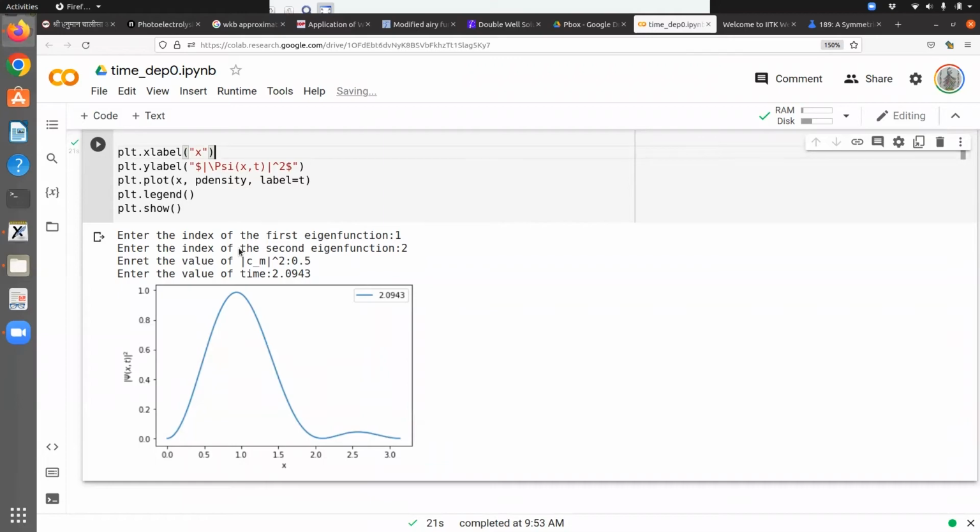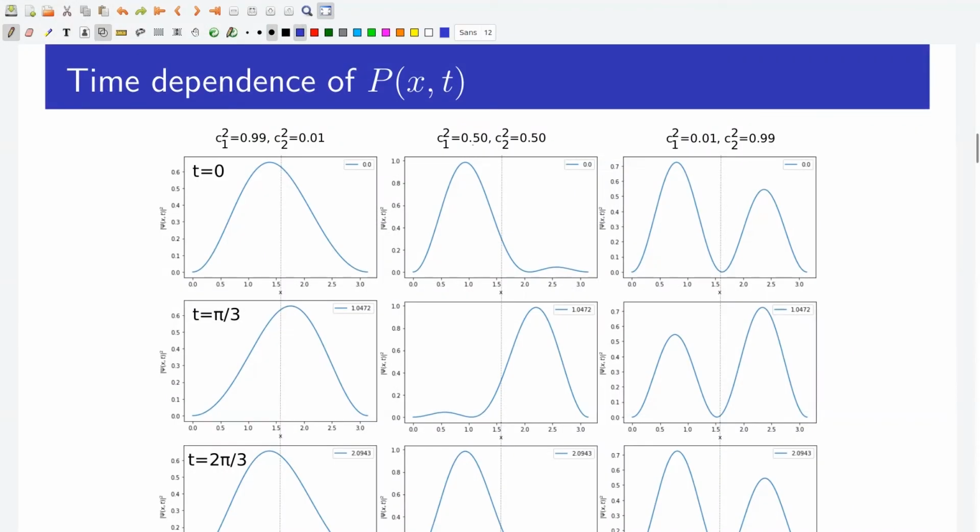of the box. We use the code to plot the time dependent probability density for a wave function which is a 50-50 mixture of the ground state and the first excited state eigenfunctions. If we do it for some other set of values, this is how the plots will look. Let us try to understand the output produced by the code.